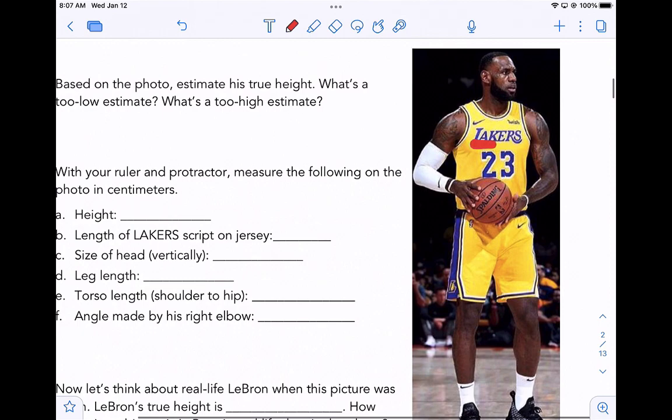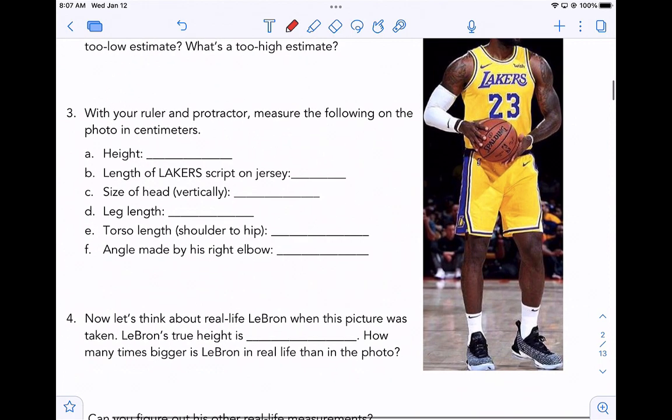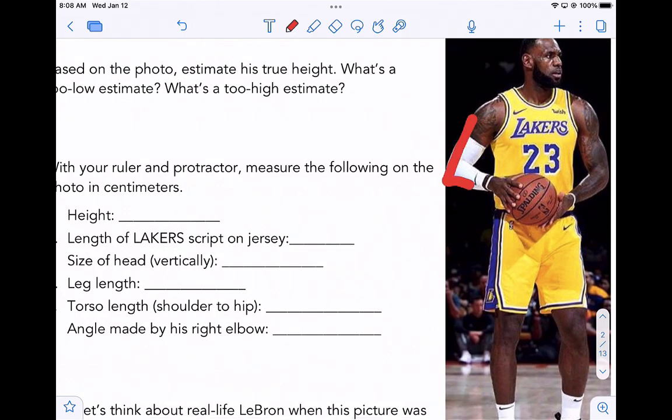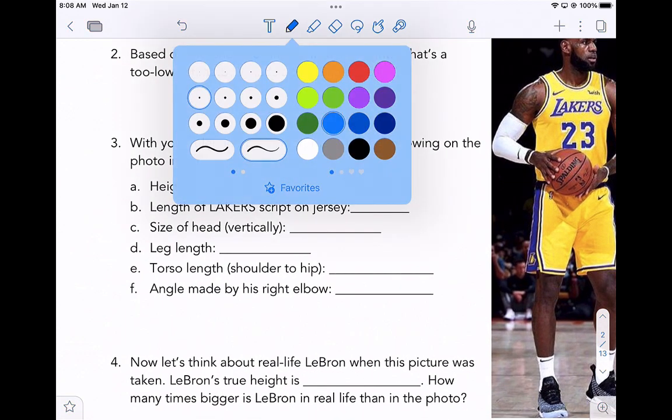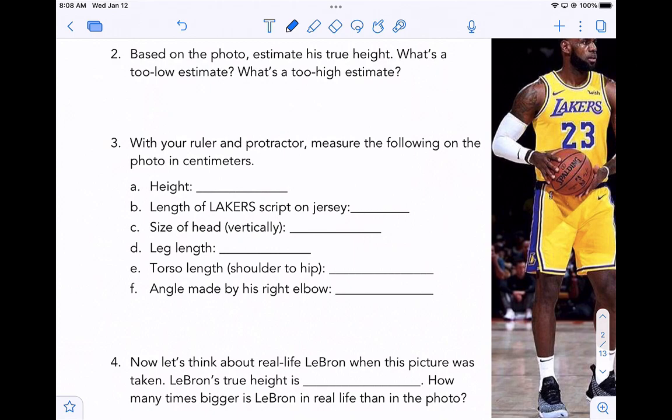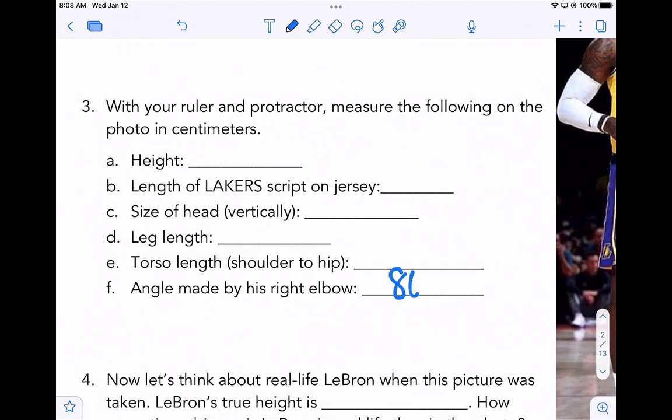Next would be the length of the Lakers script on the jersey. Also measure the size of his head vertically. His leg length. His torso length, his shoulder to his hip, and this angle made by his right elbow. Now, in case you don't have a protractor and you're at home, we'll put that angle here, and hopefully you have a ruler. So the angle made by his right elbow is 80 degrees.